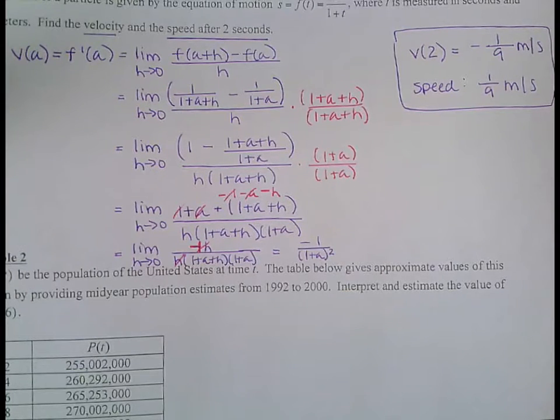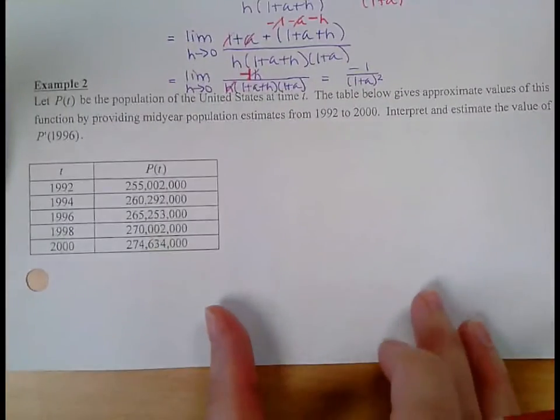Just make sure you understand that the limit is your velocity. Velocity shows speed and direction, so then speed is the absolute value of the velocity. All right, example 2.